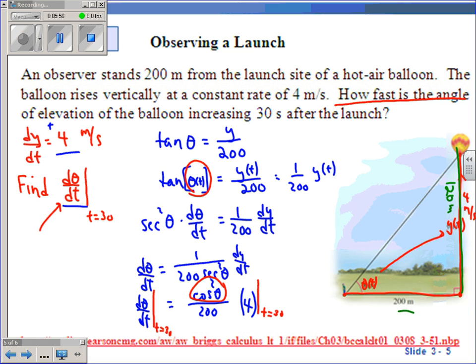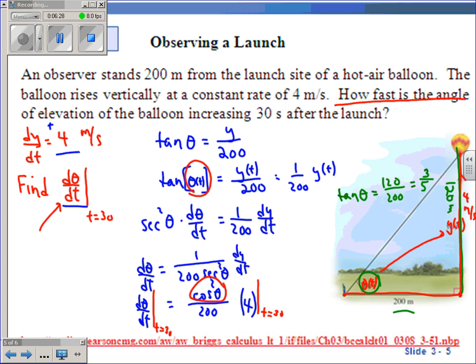And I know this side is 200, so I can use a trig ratio to know that tangent of theta is going to equal 120 over 200 at that given point in time, which is equal to, let's see, if I divide both of those by 40, I'm going to get 3 over 5. Okay, so 3/5.